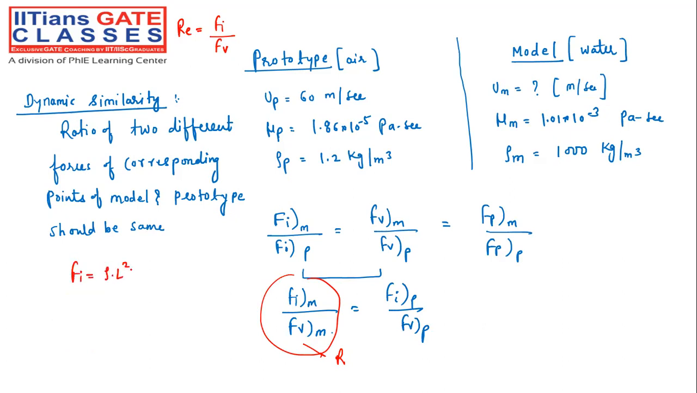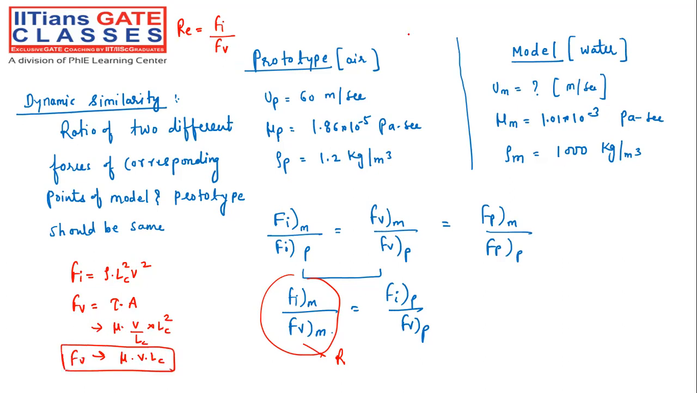Rho into L square into V square. L is nothing but the characteristic dimension. For a flat plate, it will be L. But for a tube, it will be the diameter. And the viscous force we calculate as tau into A. So I'm writing mu into V by L into L square, LC square. So mu into V into LC. This will be the viscous force.